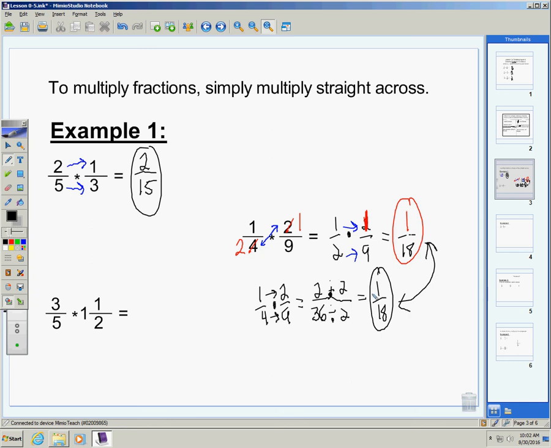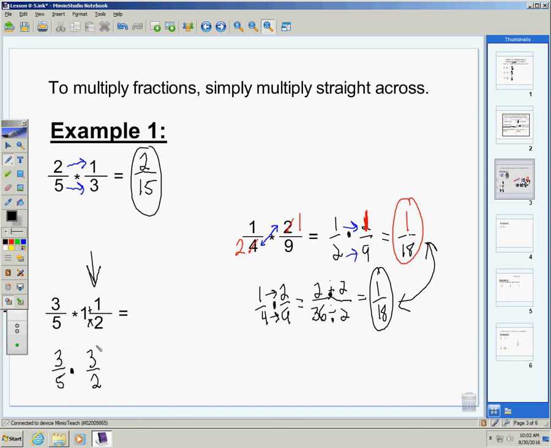Looking at the last part of this example, 3/5 times 1 1/2. Here I have a mixed number, which means I need to convert that to an improper fraction before I can multiply. So I'm going to have 3/5 times, and hopefully you remember how to convert mixed numbers to improper fractions. You take the denominator, multiply it by the whole number, and then add that to the numerator. So I would do 2 times 1, which is 2. Then I would take that 2 and add it to the numerator. 2 plus 1 is 3. So now 1 1/2 is 3/2. You multiply, then add. So now I have 3/5 times 3/2.